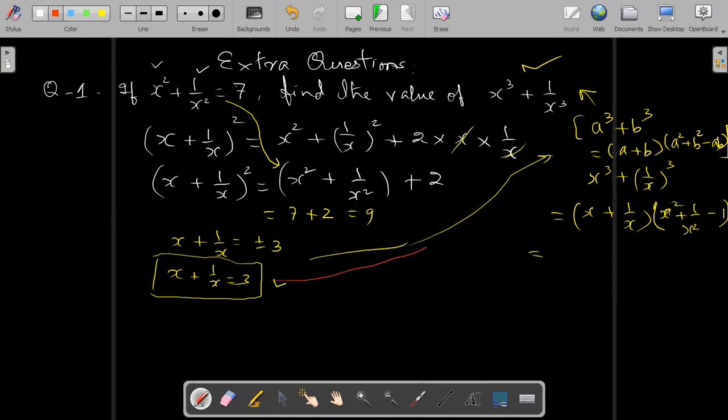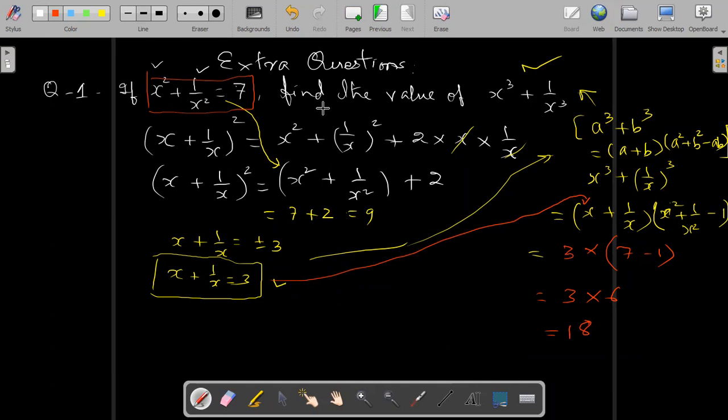x plus 1 by x will come from here, so we can put this value as 3. And again we have x square plus 1 by x square, which is equal to 7. So we can put here 7 minus 1. So we get 3 into 6, and 6 threes are 18. So we got the cube of this number, and the square of these two numbers are given.